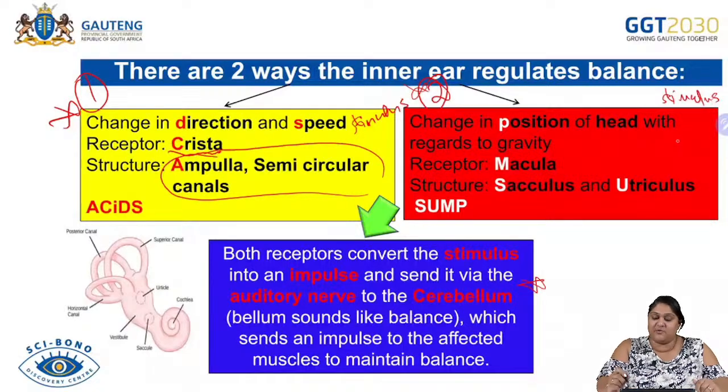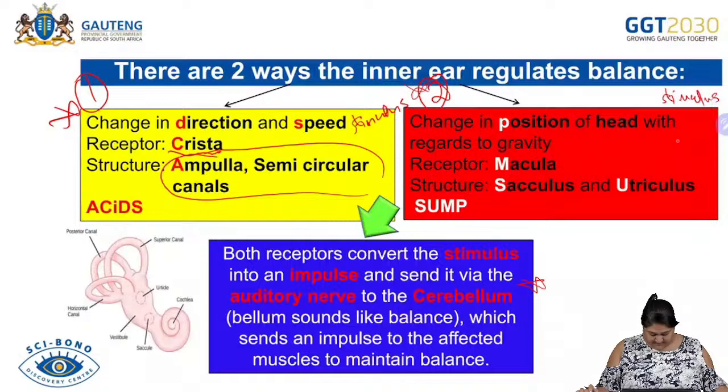But in this one, we have a change in the position of the head. Let me show you an example. If I put my head down or put my head up, it's in response to gravity. If my head changes in that direction, then my macula are stimulated, and that's in the sacculus and the utriculus.